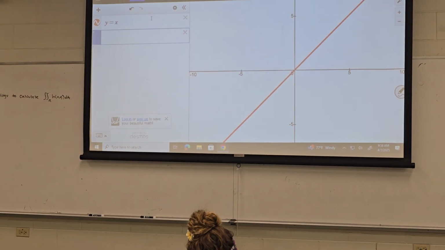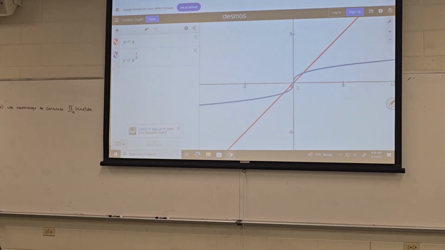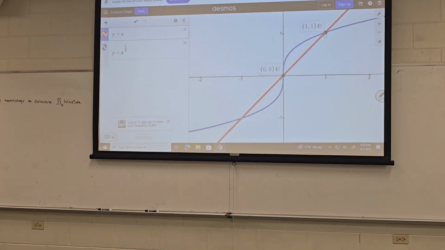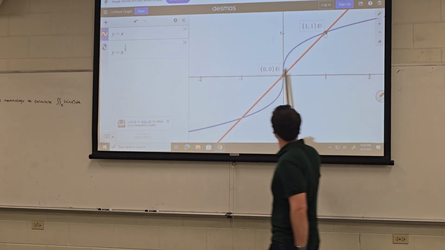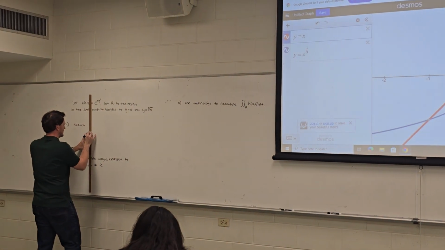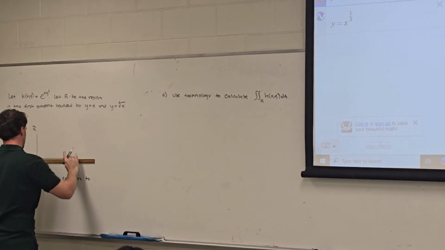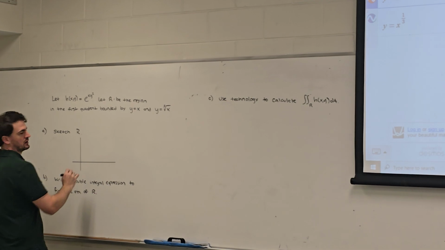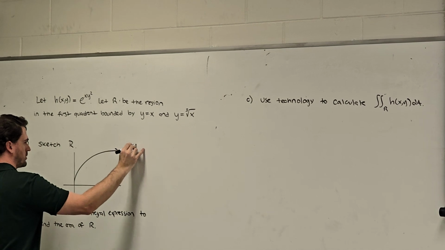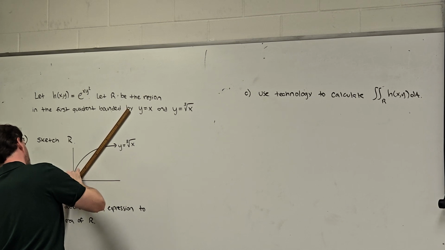We've got y equals x, and y equals cube root of x, or x to the 1/3. So I see two kind of pockets here, but it says the region in the first quadrant. So I've got cube root of x and I've got y equals x.